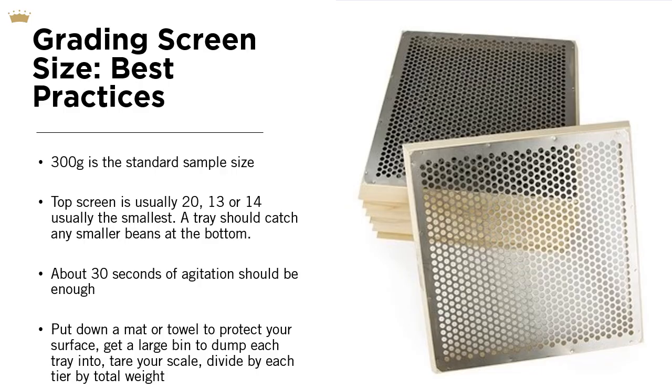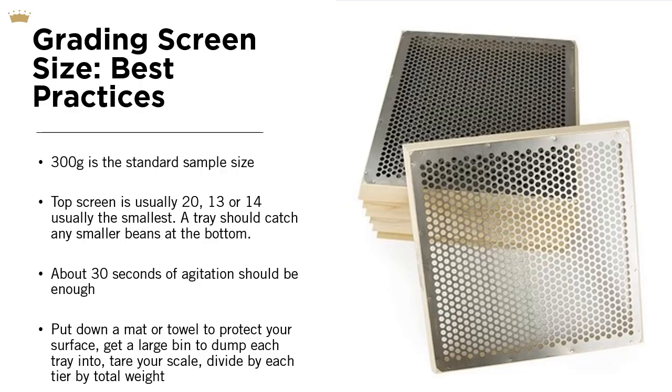I usually agitate for about 30 seconds, those trays stacked on top of each other and just shaking back and forth, and I always put down a mat or a towel or something underneath to protect the table surface. And then the last thing that I'll do is one by one, I'll take the coffee from the top tier first and dump it into a large bucket or some sort of bin, large enough to catch all that coffee without spilling. Tare your scale out, and weigh each of your individual tiers.